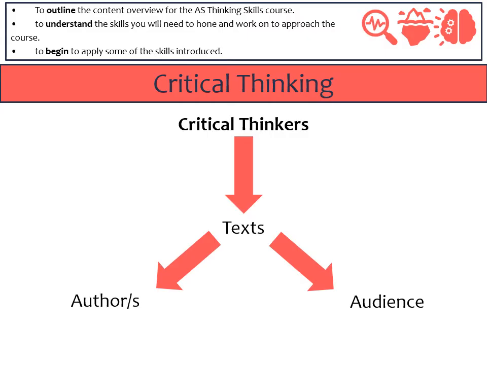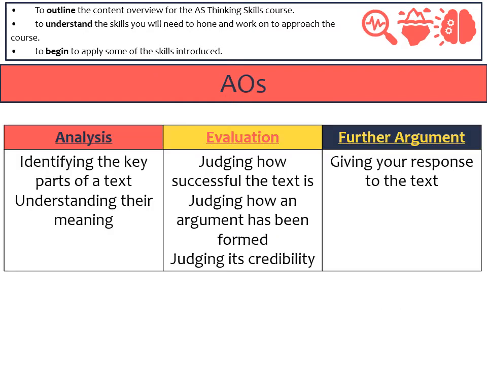So as a critical thinker, we need to change our approach in how we try and receive that information from the text. If we're approaching a text as a critical thinker and as part of that critical audience, we need to do three things, and these three things make up the assessment objectives of this particular paper. So the first thing that we need to do is analyse that particular text. Now that's identifying what are the key parts to the text.